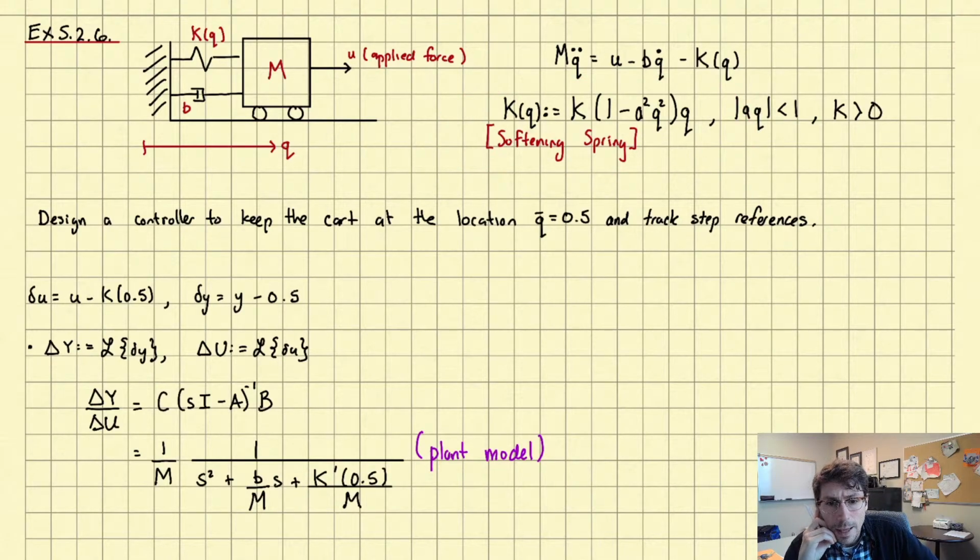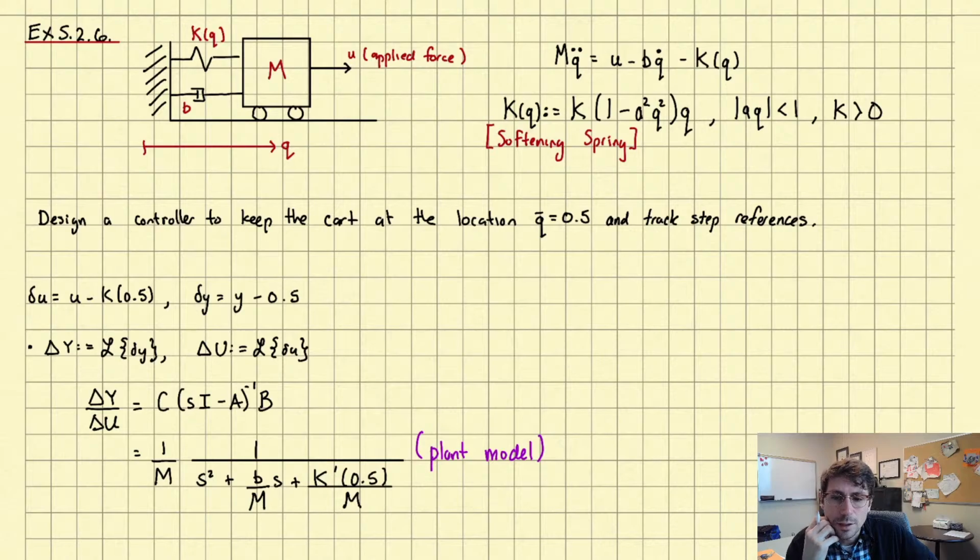Okay, and what we wanted to do was to design a controller to keep the cart located at Q equal to 0.5, so say half a meter away from the wall. And then we wanted to do step tracking. So basically the idea would be that you keep the cart at 0.5 and then you command it to move, either left or right from 0.5, and you want it to track that command perfectly in the limit, in steady state.